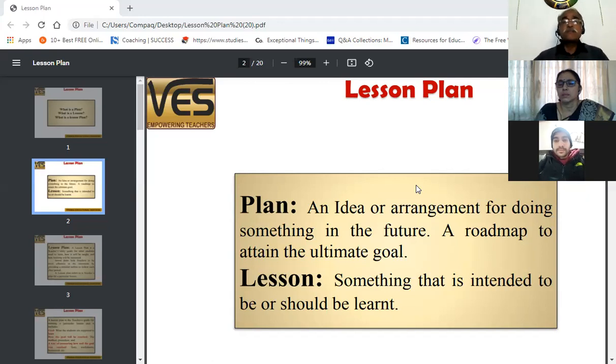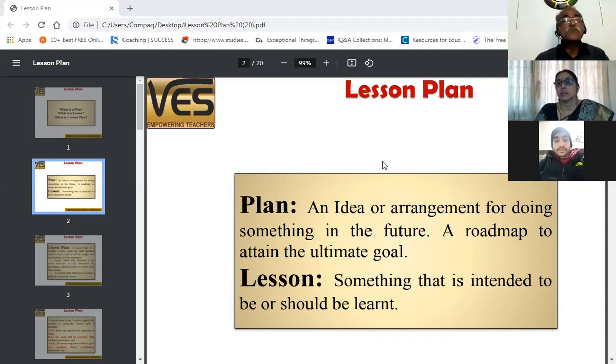So now the lesson. What is the lesson? That is something intended to be or should be learned, which means the lesson you have learned from walking on a disturbed road. What is the lesson you have got passing through a tough time? These are all the things which we will be learning today.